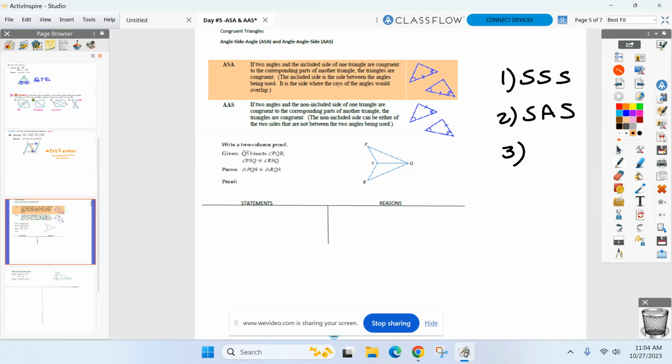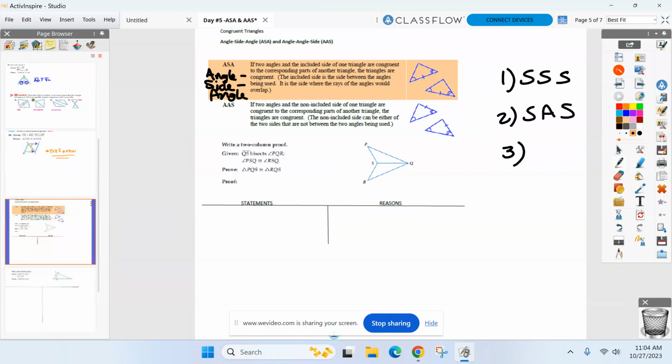All right, way number 3 now. ASA, which stands for angle, side, angle. Tell me something. What do you think you have to know about that side then? It has to be in between the two angles, like it is in my diagram here.